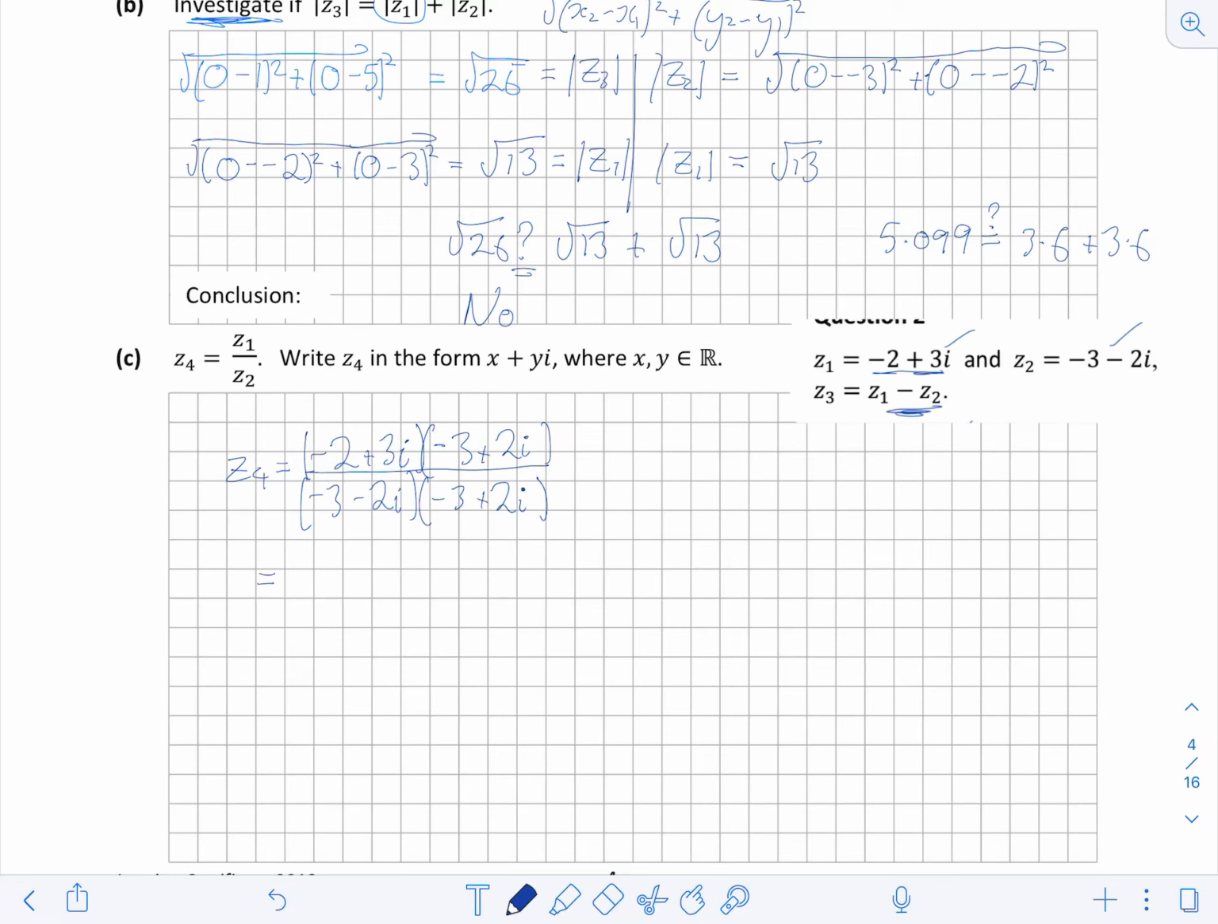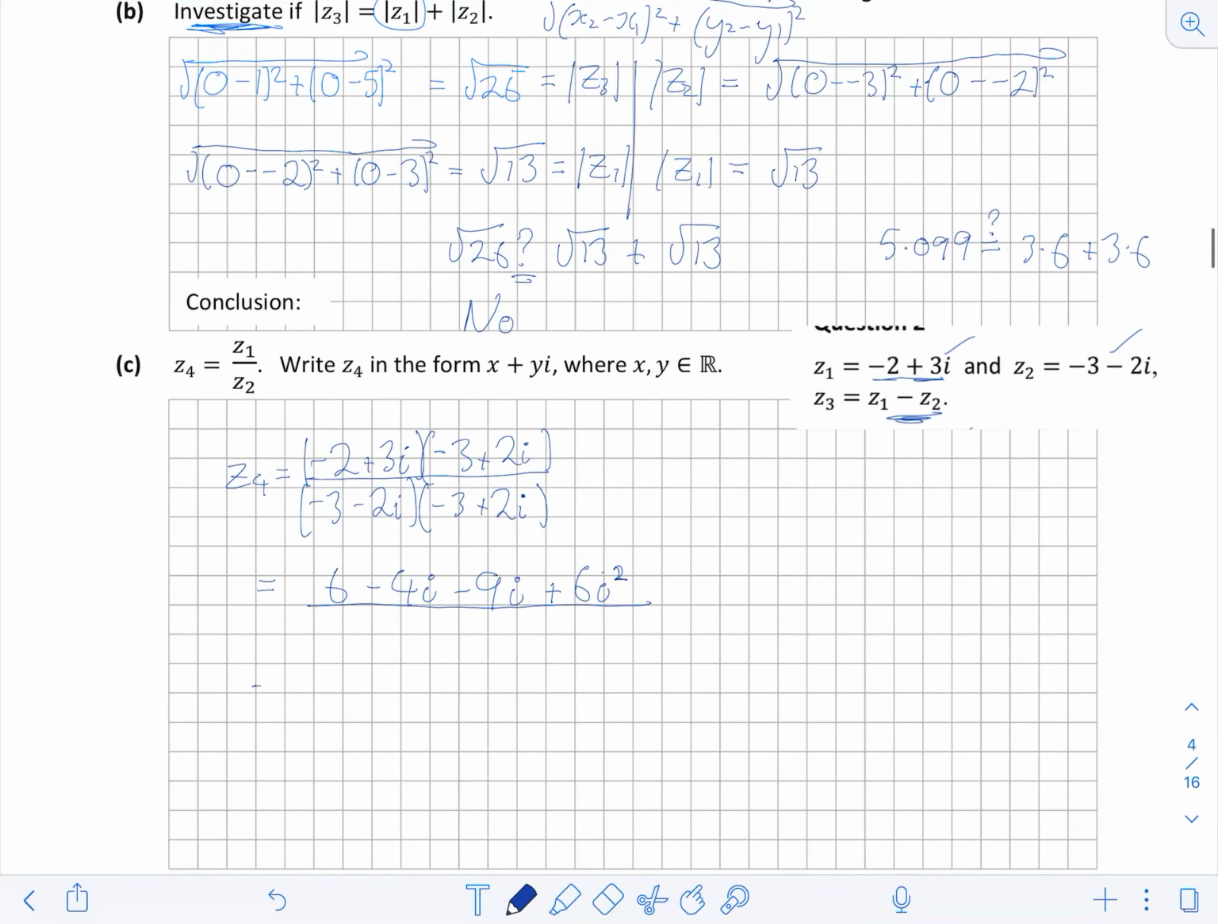And now it's just straightforward multiplication. So let's do that multiplication now. Minus 2 by minus 3 is plus 6. Minus 2 by 2i is minus 4i. Plus 3i by minus 3 is minus 9i. And then plus 3i by 2i is going to be plus 6i squared. Sorry, through the denominator also. Right, minus 3 by minus 3 is plus 9. Minus 3 by 2i is minus 6i. Minus 2i by minus 3 is plus 6i. And then minus 2i by plus 2i is minus 4i squared.